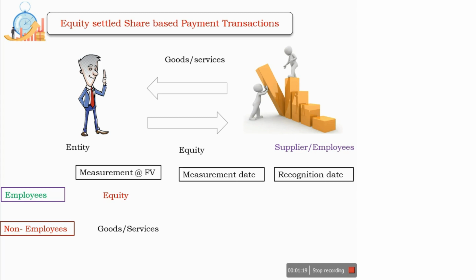In case of measurement of employees' liability, it will be measured at grant date, and in case of non-employees, it will be measured at the date on which goods and services are received. In case of recognition date, it is similar for employees and non-employees, and it will be recognized on the date when goods and services are received.